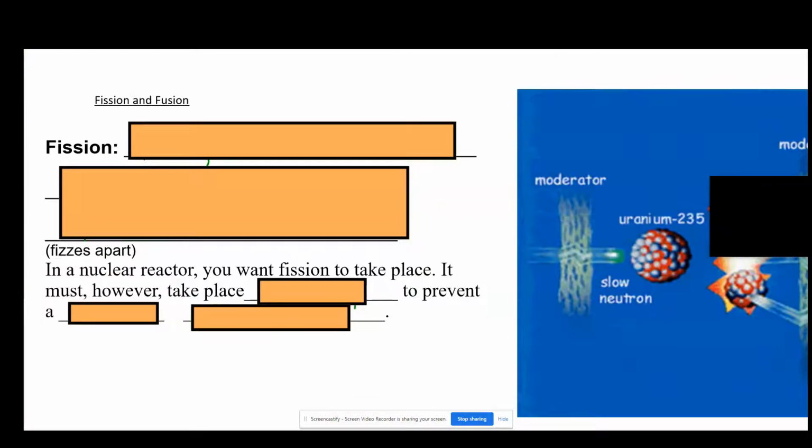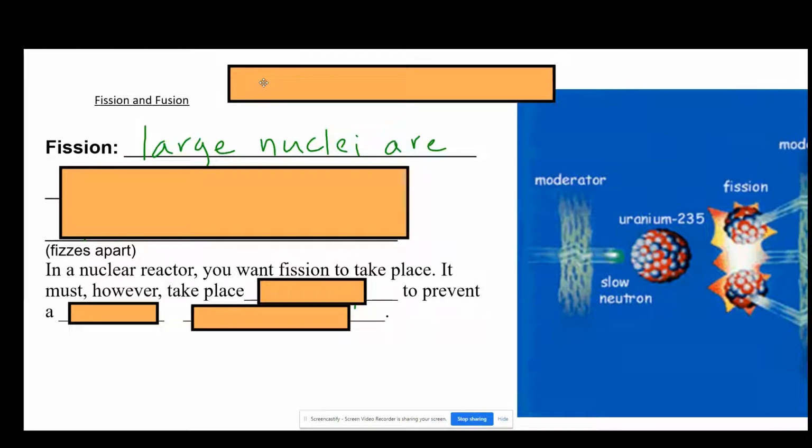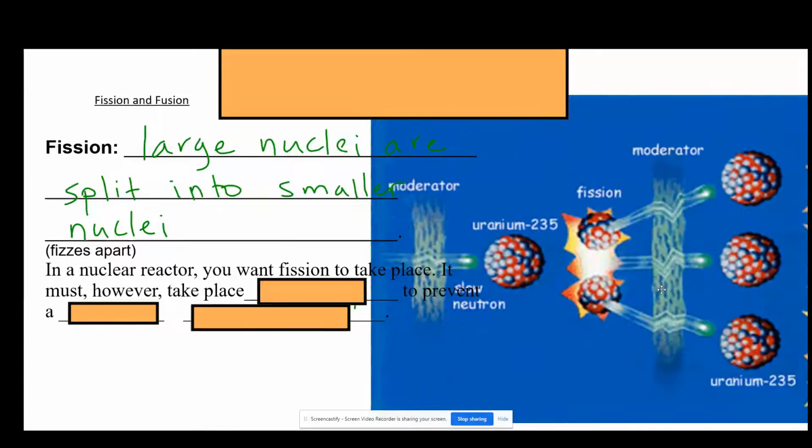Now, fusion and fission are also two types of reactions that happen in the nucleus. Fission is when one large nucleus is split into smaller nuclei. And that's what happens in a nuclear reactor, a nuclear power plant. Here's that in picture form.